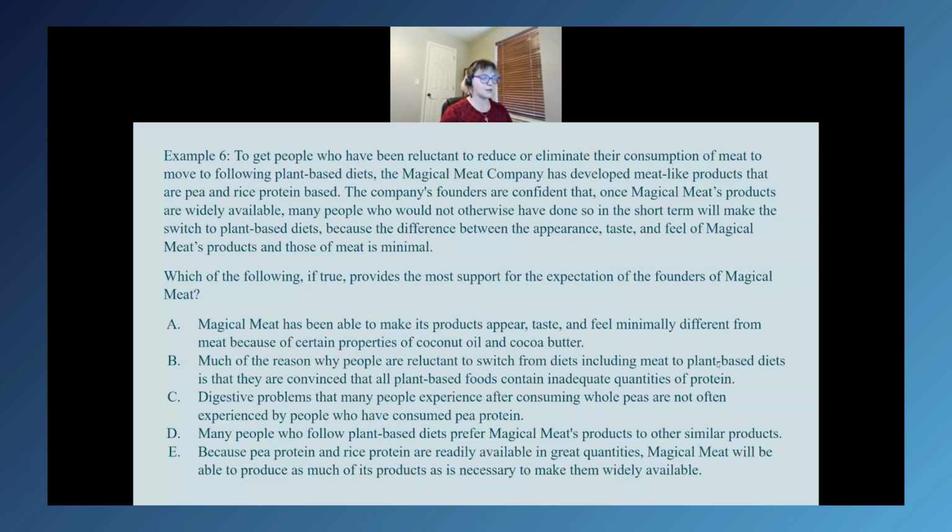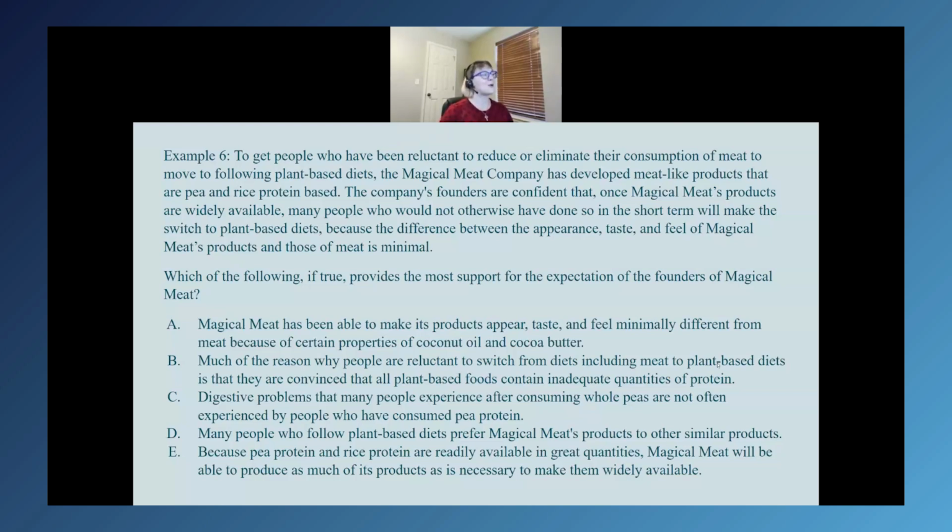D, many people who follow plant-based diets prefer Magical Meats products to other similar products. We don't care about those people. They're already following plant-based diets. We're only talking about people that are going to switch to plant-based diets because of how great this meat mimicking product is. And E, because pea protein and rice protein are readily available in great quantities, Magical Meat will be able to produce as much of its products as is necessary to make them widely available.